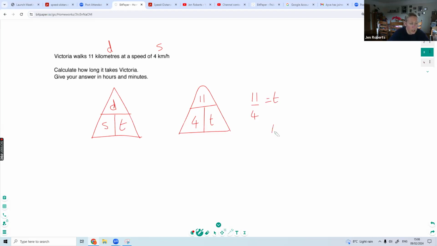11 divided by 4 is 2.75, but let's be careful with this. What are the units? It's 2.75 hours. The question wants to have our answer in hours and minutes. So let's think, how do we convert between hours and minutes? If you look at your notes from this lesson, we times by 60. That'll give us the whole thing in minutes. So it's 165 minutes. So we know there's 60 minutes in an hour, right? So 2 hours would take you to 120 minutes. And so we need to work out how many minutes are left over. So we've got 45 minutes left over.